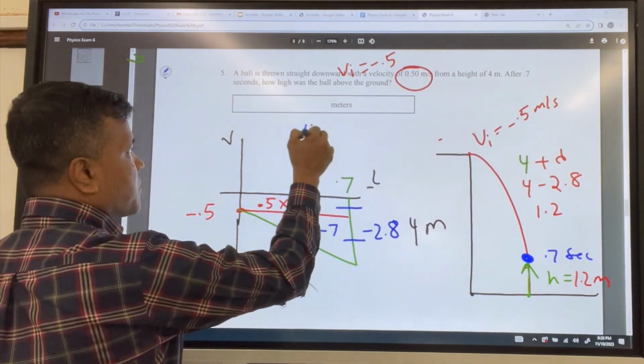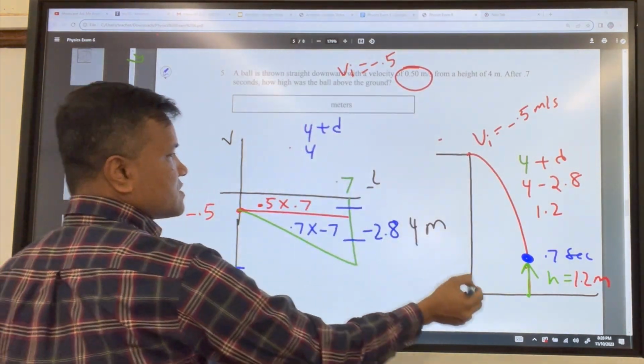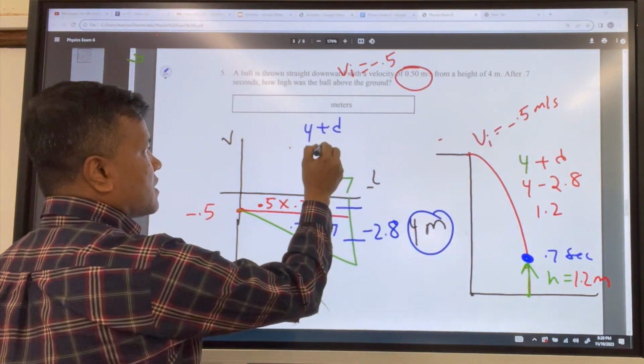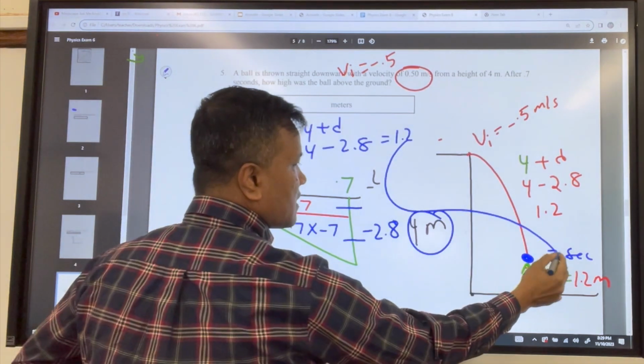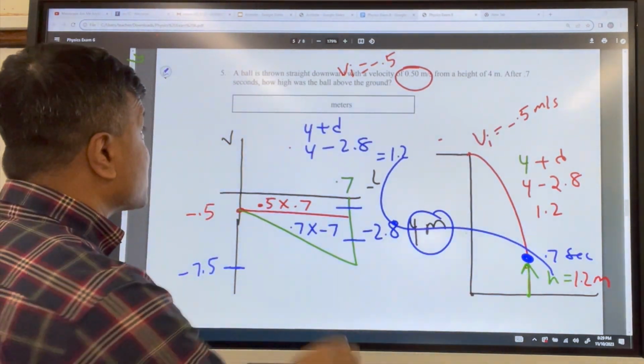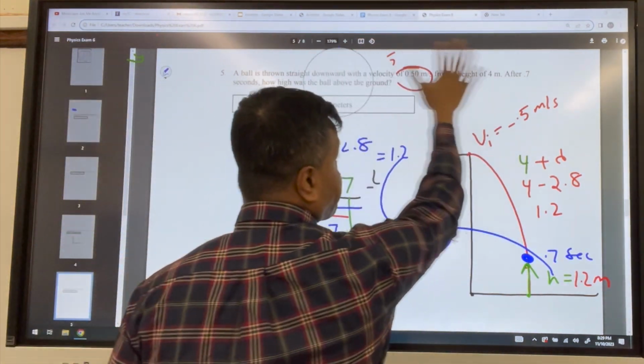So 4 plus d, this is 4, minus 2.8, which is 1.2. So again, you get 1.2. That takes us to problem number 6.